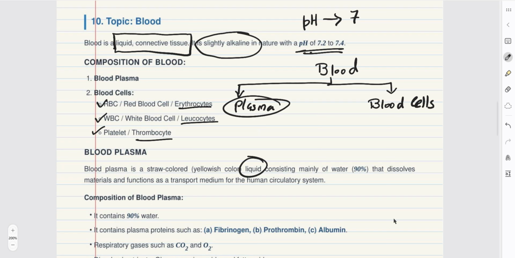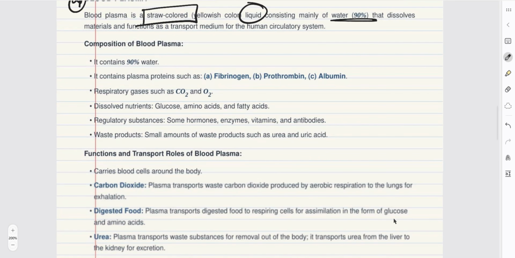So over here we are going to talk about mainly the blood plasma. So what is plasma? It is a yellowish straw colored liquid, right? It contains two parts, water about 90% and the remaining 8 to 10% is solid, right? What is important for our syllabus is to identify the composition of blood plasma. This is very, very important. We need to know what is present in blood plasma.